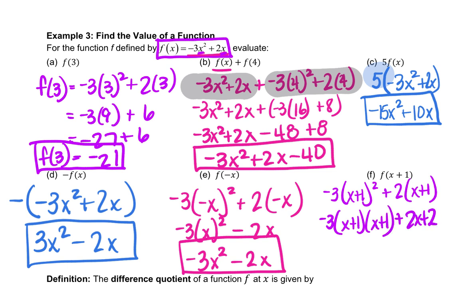Do y'all remember this from your algebra class? Well, if you don't, then it's a good review. So now I've got negative 3. So x times x is x squared. X times 1 is 1x. 1 times x is 1x. 1 times 1 is 1. X squared plus 2x plus 1.